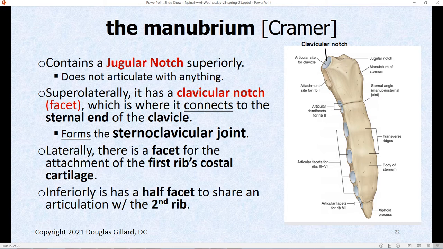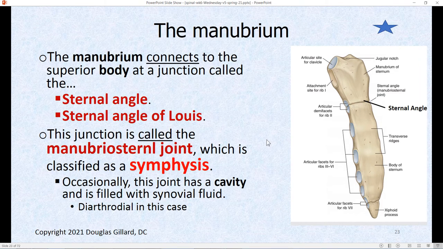This is also a joint. It's the joint between the manubrium and the body, so it's called the manubrial sternal joint. So the sternal angle of Louis is formed by the manubrial sternal joint. Kind of got off my slides there, but I think I got everything covered. Yep, we said this already. Manubrium connects to the body. It forms the manubrial sternal joint.